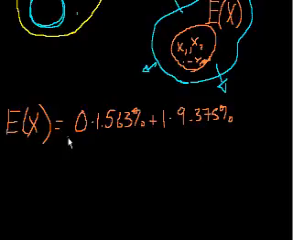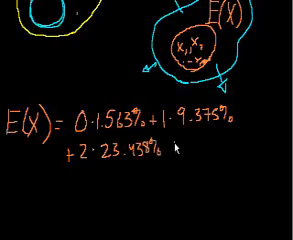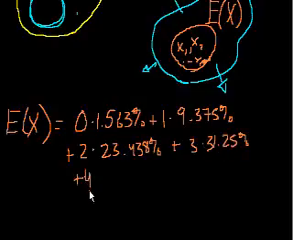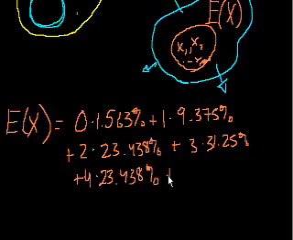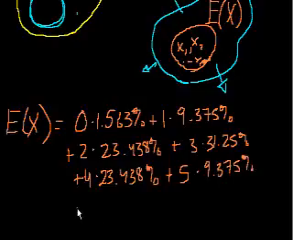9.375% of the time, and then plus 2 happens 23.438% of the time, plus 3 happens, let's see, it says 31.25% of the time, almost there. 4, I get 4 heads out of 6 tosses, 23.438% of the time. I get 5 heads after 6 tosses, 9.375% of the time. And finally, I get all heads.